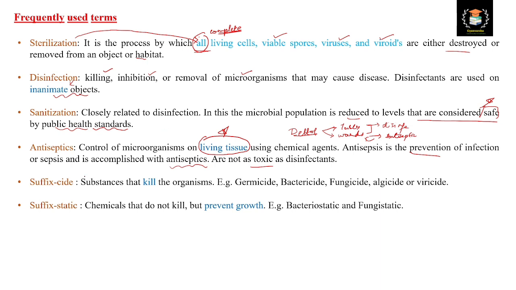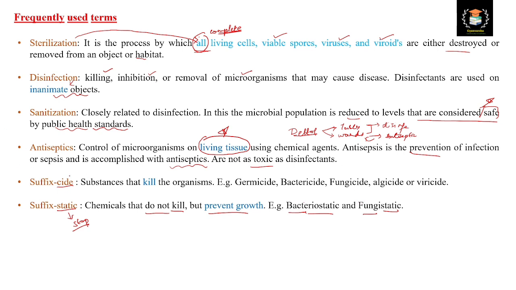Next, there are two suffixes, side and static. It is important to know the difference between these two. Static is stopping the growth of organisms. So chemicals that do not kill but prevent the growth are called static, such as bacteriostatic and fungistatic. It means they are preventing the growth of bacteria and fungi. It does not mean that it is killing them. It is just stopping the growth or preventing the growth of bacteria, fungi, or any other microorganisms.